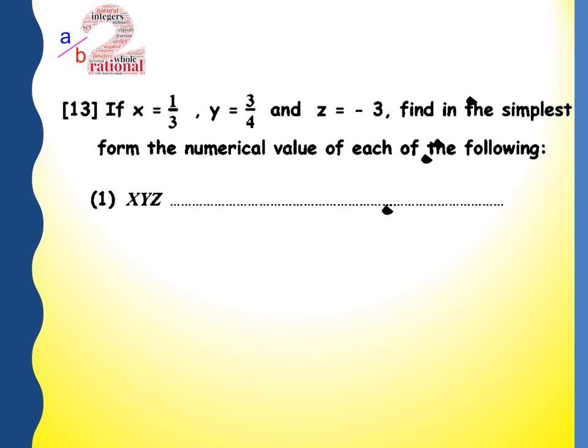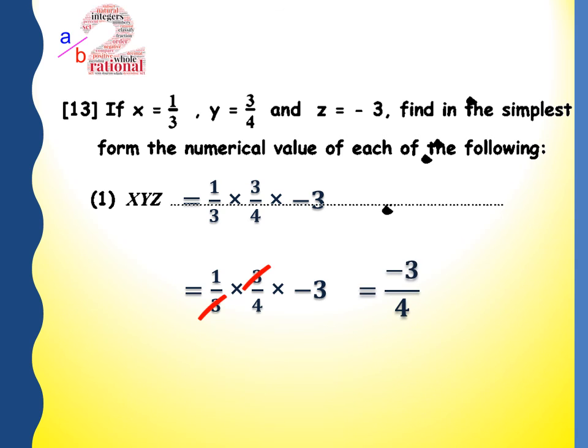If x equals a third, y equals 3/4 and z equals negative 3, find in the simplest form the numerical value of each of the following: x y z, which means x times y times z. Then I will substitute the numerical values of these variables, which is a third times 3/4 times negative 3. And I can simplify first before multiplying. I can simplify the 3 with 3, so the answer will be negative 3/4.